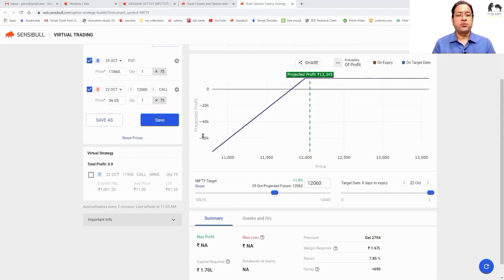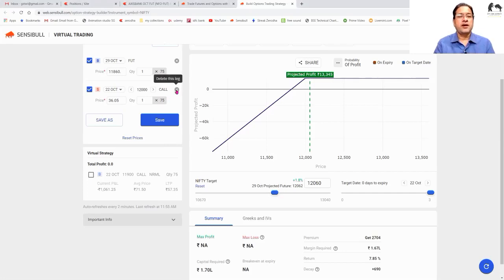Now, let's look at a bull spread. What do you mean by a bull spread? Bull spread means a call option is bought with a strike price and another call option is sold with a different strike price. Maybe I'm going long at 120, but I'm going short at 150. Let's try and see how exactly it works.